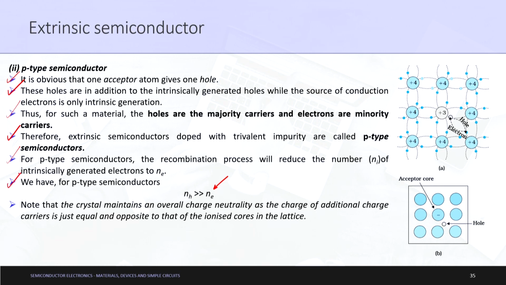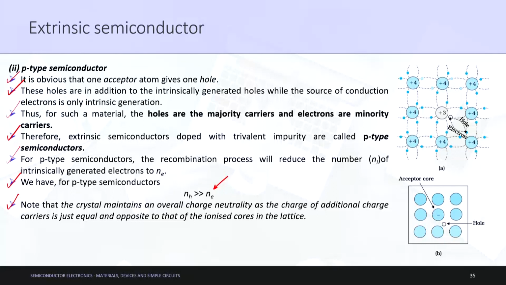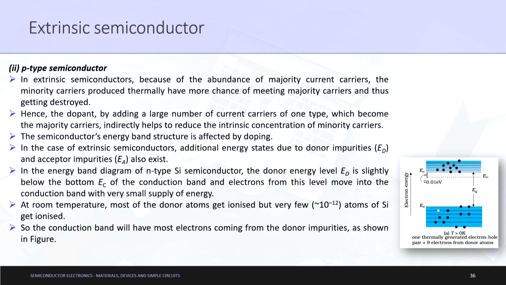Note that the crystal maintains an overall charge neutrality, as the charge of additional charge carriers is just equal and opposite to that of ionized core in the lattice. Okay. So, what it tries to say is that the complete crystal maintains an overall neutrality. So, there will not be a complete plus, let us say 10 to the power 6 charge or 10 to the power 4 charge, depending upon the amount of lattice structure in, let us say, an n type semiconductor, or positive charge due to the p type semiconductor. The complete substance will have an overall charge neutrality, as the charge of additional charge carriers is just equal and opposite to that of ionized cores in the lattice. Okay, fine. More discussion on p type semiconductors here.